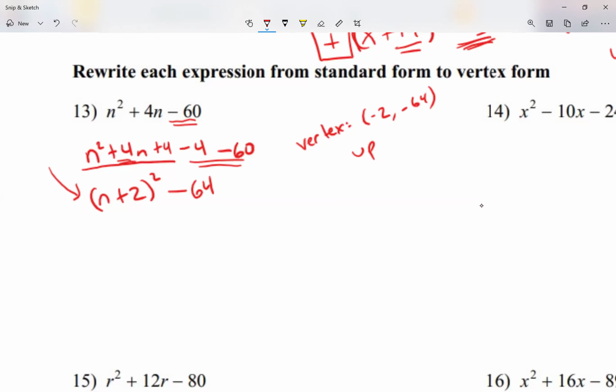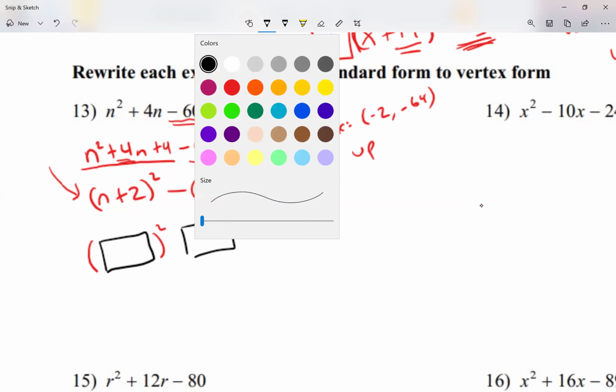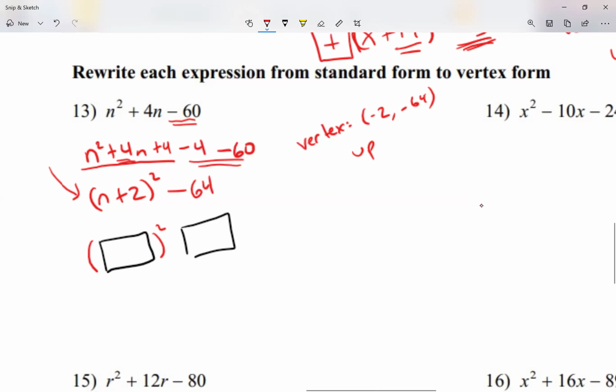So on your homework, the parentheses all squared is going to be given to you. I'm just going to have a little space inside the parentheses and a little space outside of the parentheses. What I want you to complete here, if this was a question on my homework, I will do my n plus 2 inside the parentheses and outside minus 64.